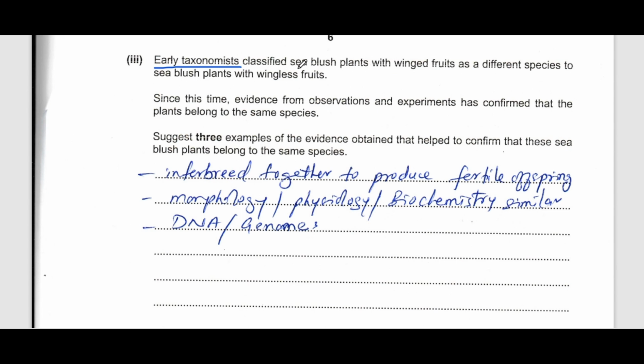Early taxonomists classified sea blush plants with winged fruit as a different species to sea blush plants with wingless fruit. The question says that initially, the scientists believed that the plants having winged fruits and the other plants having wingless fruits actually belong to two different species. Then what happened? Since that time, evidence from observations and experiments has confirmed that the plants belong to the same species. It's not different species. Both the phenotypes, the winged fruits and the wingless fruits, actually belong to the same species.